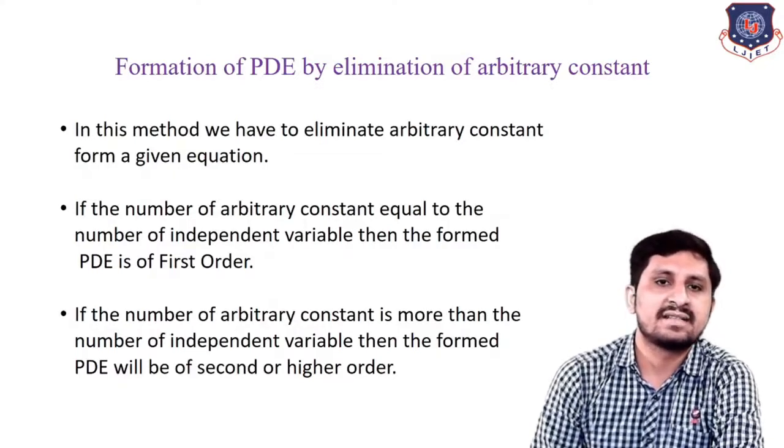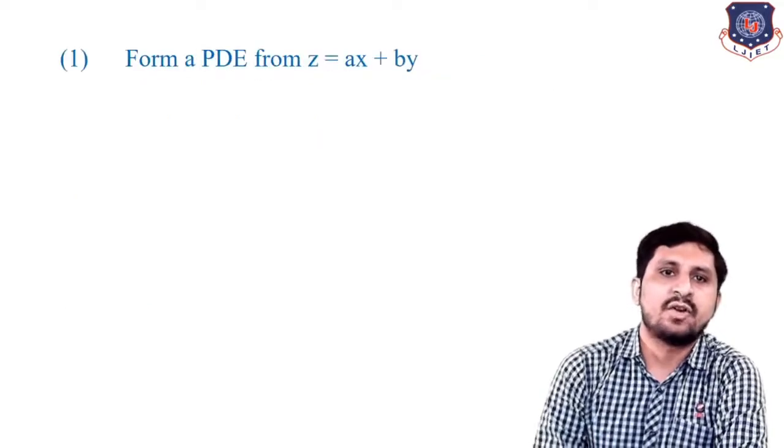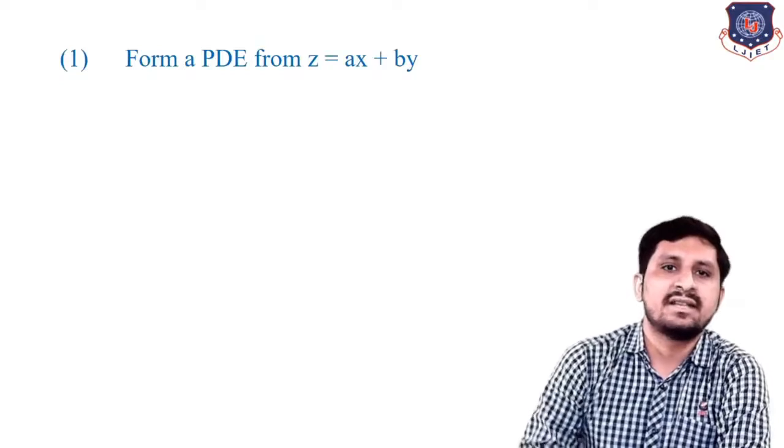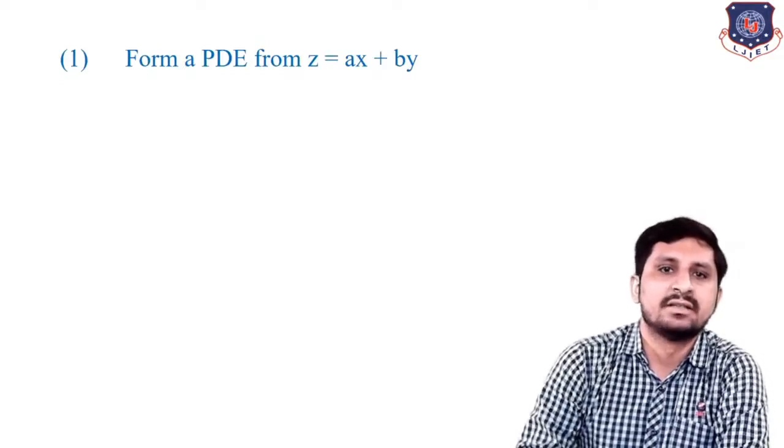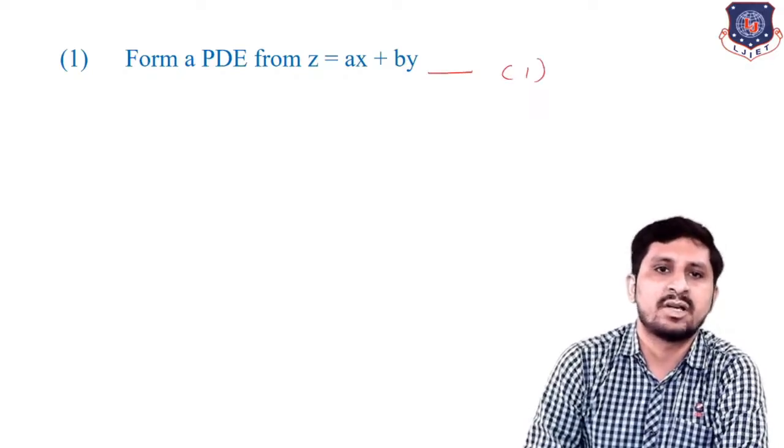So let's solve some examples of this topic. First example: form PDE from z is equal to ax plus by. Call it equation number 1. First of all, this is our equation number 1.